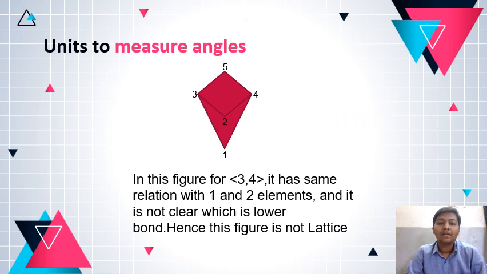In this figure, if we consider the pair 3 and 4, it has the same relation with 1 and 2. The greatest lower bound of this pair is not clear. Hence, this figure cannot be considered a lattice.